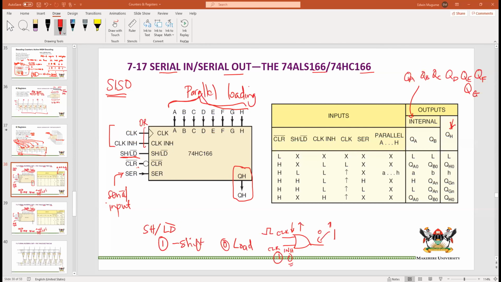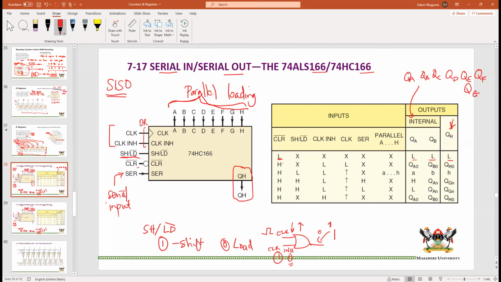Now, if we want to clear, we make this low. And once that is low, it doesn't matter what all the others are. We are just going to clear, and by clearing, we are making all the flip-flops low, and obviously the output will also be low. In other words, the clear input clears all the flip-flops. I'm going to be showing you a more detailed circuit of this.